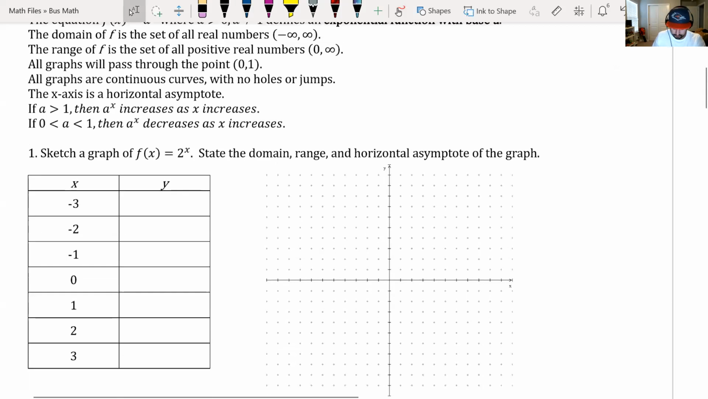Now, let's go ahead and graph the given exponential function, f of x equals 2 to the x. We want to state the domain, range, and the horizontal asymptote. So we are going to graph 2 to the x power. I will show you how to plug those in your calculator.